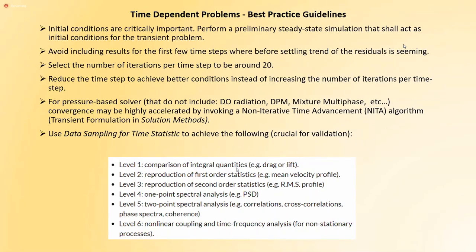Here is something that is not related to what we're talking about right now. When we use Reynolds-averaged Navier-Stokes equations, we wouldn't get more than first order statistics, the mean velocity. We can calculate integral quantities like the integral of the pressure distribution over the wing, but we don't get second order statistics or PSD because we don't have any turbulent content.